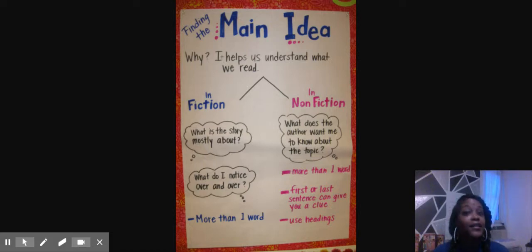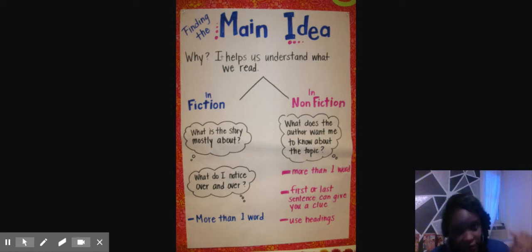Now, in a nonfiction text, these are the stories that are true. It's a little harder to find the main idea of a nonfiction text. So I want you to really think about what the author wants me to know about the topic. Most of the time in a nonfiction text, each paragraph will have its own main idea, but there will be one cumulative main idea. What does the author want me to know about the topic?